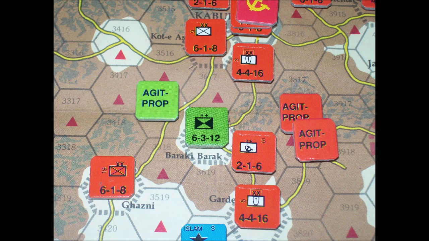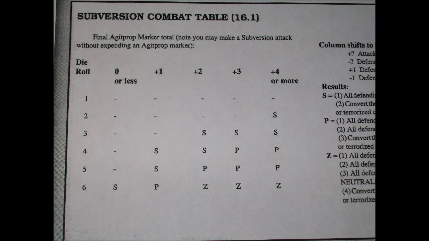However, the Afghan player, the resistance player, also decides to spend an agitation propaganda chit as a counter. So that's a 1 leftward shift. What we get in the end here is 2 leftward shifts and 2 rightward shifts. So we end up on the 0 or less column. Unfortunately, I need to roll a 6 to have anything happen. So it's going to be unlikely. This is most likely to be a failed attack.